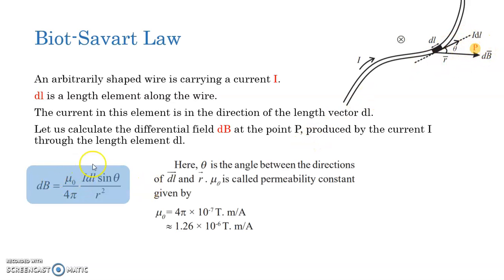given by Biot Savart law as dB is equal to mu naught divided by 4 pi I dl sin theta divided by r square, where mu naught divided by 4 pi is the constant, I is the current flowing through the small element dl of the wire, dl is the length of that small element, and r is the distance of point P from the length element dl. And theta is the angle between the direction of the length element dl and r bar. This is Biot Savart law.